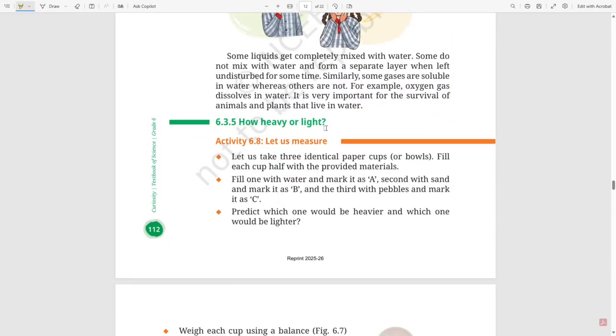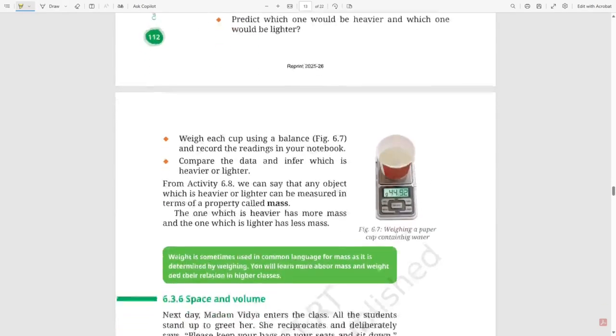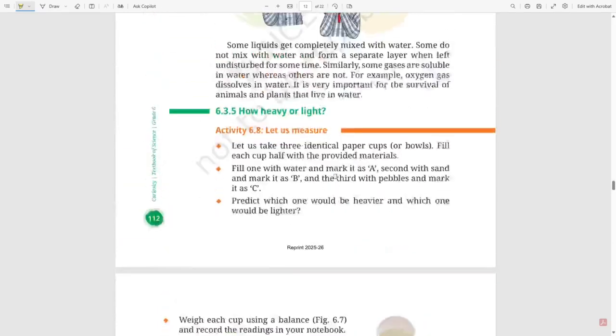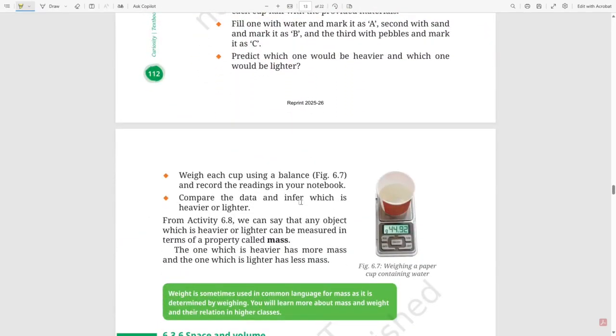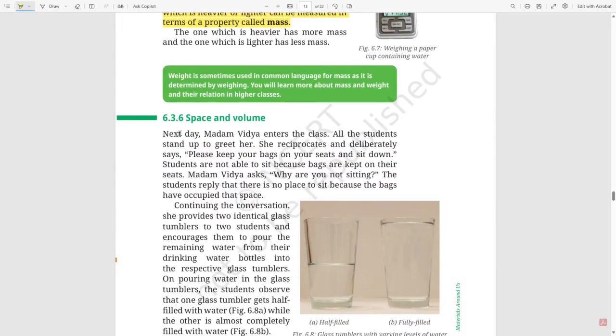Heavy or light? Let us take these other activities, we will do them later. Heavy or light can be described by mass, the amount of substance present in a unit volume. It can be measured in terms of mass, like kilograms. Space and volume we will do in the next video.